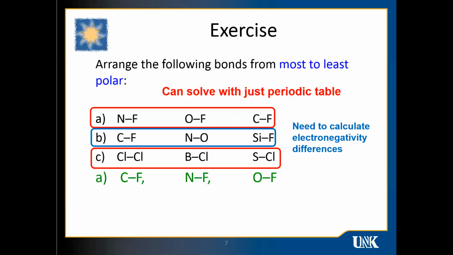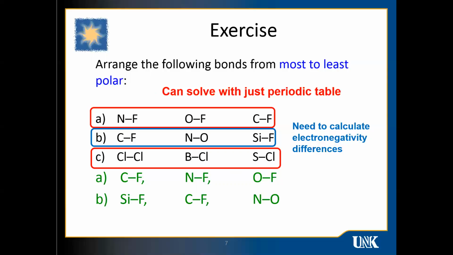In the first example, the order is CF, NF, and OF. The thing that all those bonds have in common are fluorine atoms, and that, of course, is the most electronegative element in the table. And so the further away we get from fluorine, the bigger the electronegativity difference. So carbon and fluorine will have the largest electronegativity difference. Nitrogen and fluorine, the next biggest, and then the oxygen and fluorine bond will have the smallest difference. So that makes carbon-fluorine the most polar, then NF, and then the OF bond is the least polar.